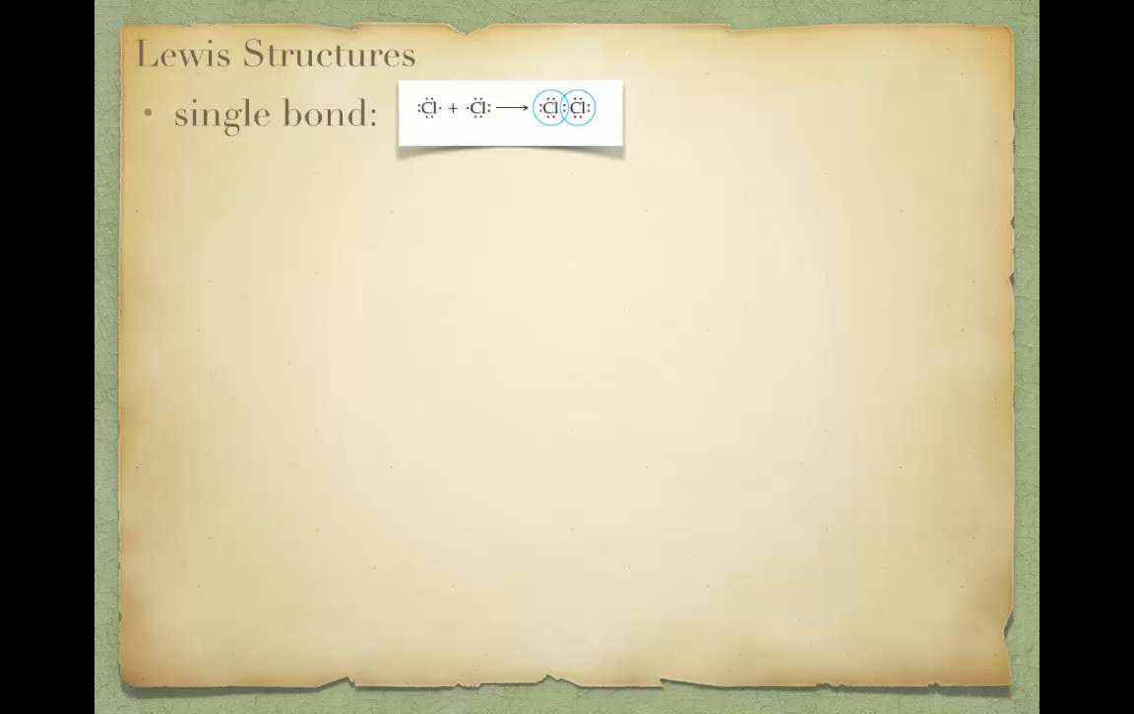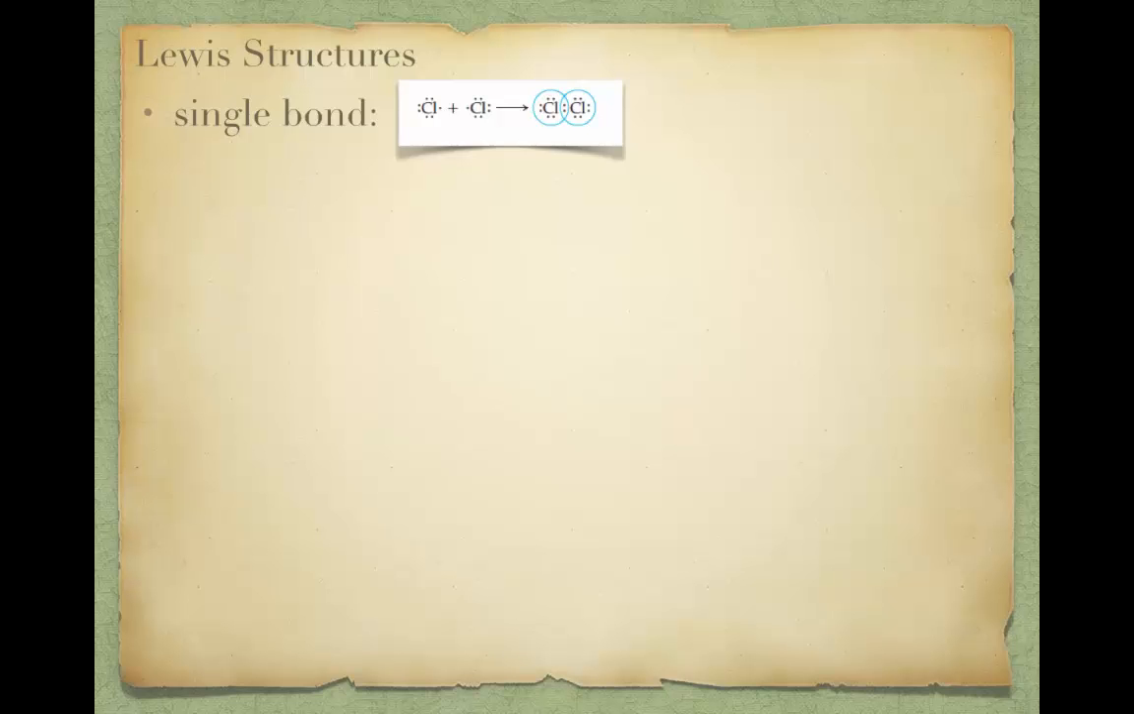As you can see in this example, if I have two chlorine atoms, in order to acquire an octet, 8 valence electrons, they're going to share their 2 electrons. The first chlorine needs 1 more electron, the second chlorine needs 1 more electron, so if they share those 2 electrons, they will both end up with a perfect octet.